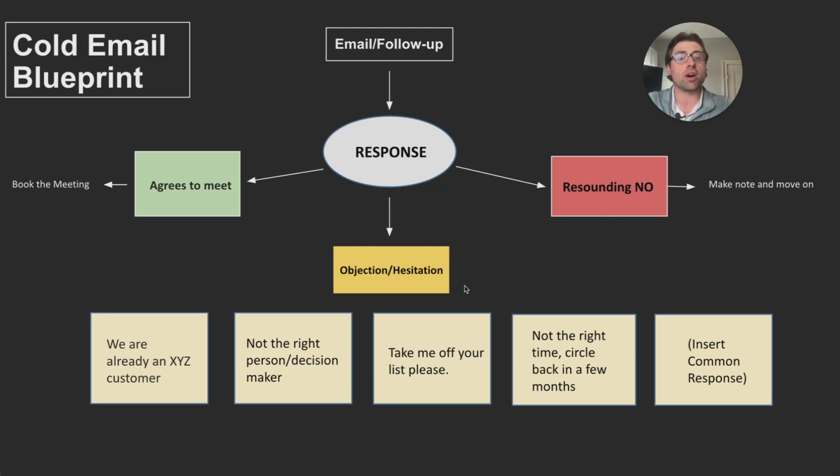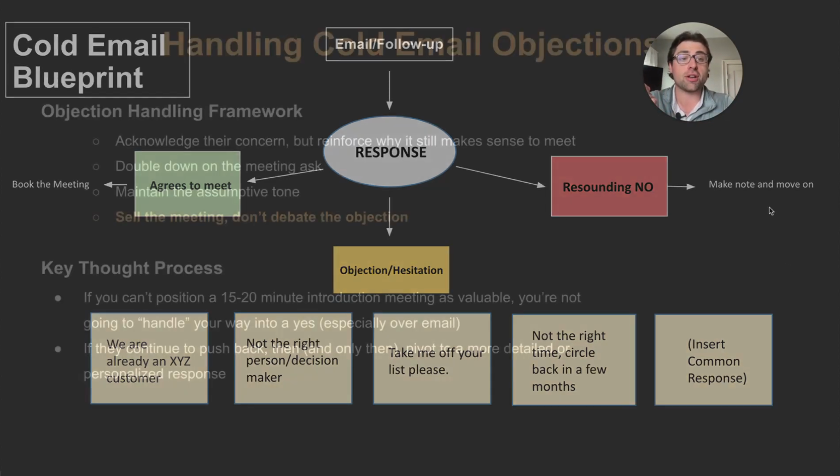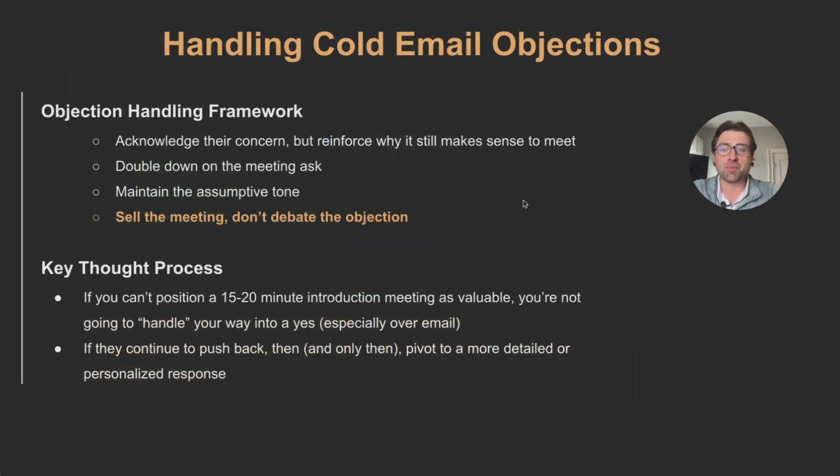They just would have not responded. Now we elicit one of these common objections, and now we can be prepared with what I call an objection response bank on how to respond to them. So my framework for handling objections is to acknowledge their concern and just tell them it makes sense to meet anyway. Essentially double down on the meeting request and maintain the assumptive tone. So sell the meeting, don't debate or handle their objection.